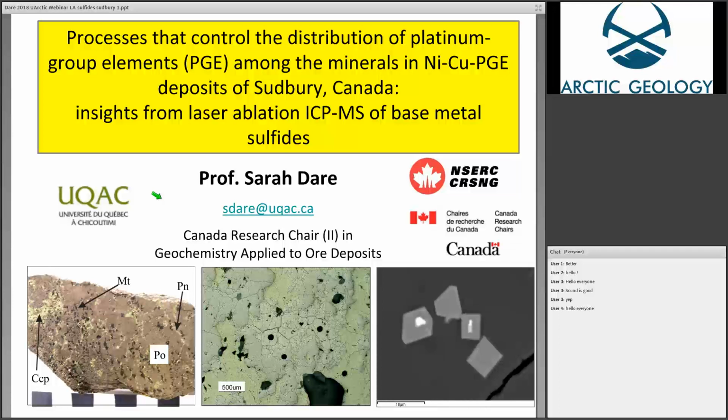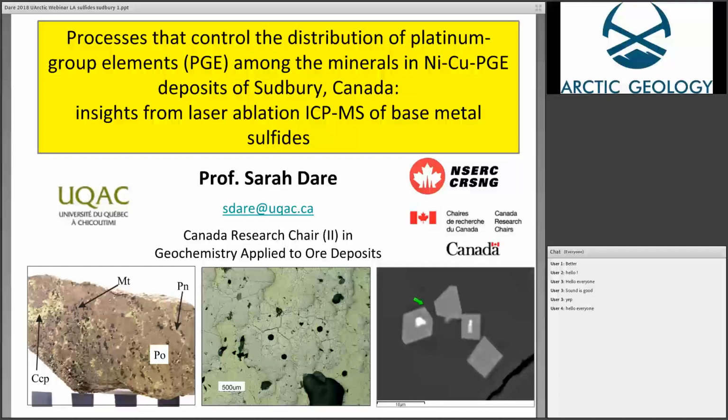So I've put some pictures at the bottom here. You see the one in the middle there, your base metal sulfides, chalcopyrite, pyrite, pentlandite. I'll use the arrow. These little spots here are actually the laser pits. So what we do is determine the trace elements in situ at the mineral scale.